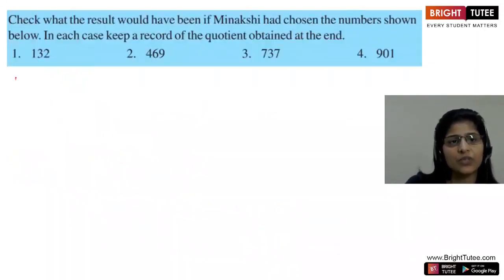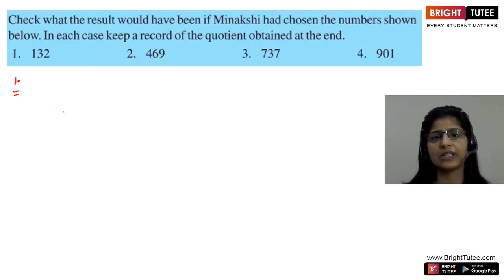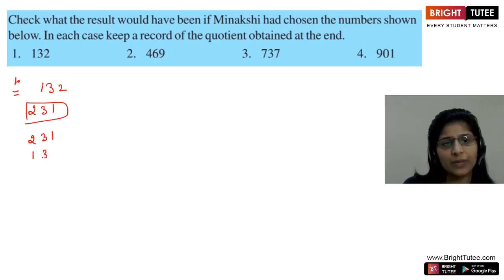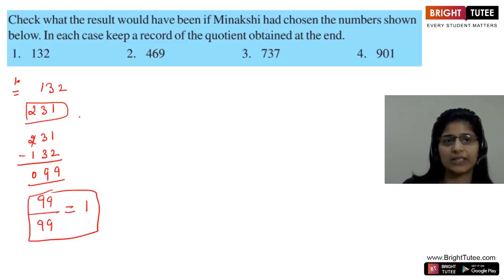Okay, so in the first question they're asking you to check whatever the result that Meenakshi got after it. So you have to record the quotient also at the end. So 132 is the 3-digit number. By reversing the number, we get 231. This is the reversed number. Now from the greater number, we have to subtract the smaller one. 11 minus 2 gives us 9. Then 12 minus 3 gives us 9, and here 1 minus 1 is 0. We get 99. So 99 is divisible by 99. Yes, exactly divisible, and the quotient is 1 in this case.